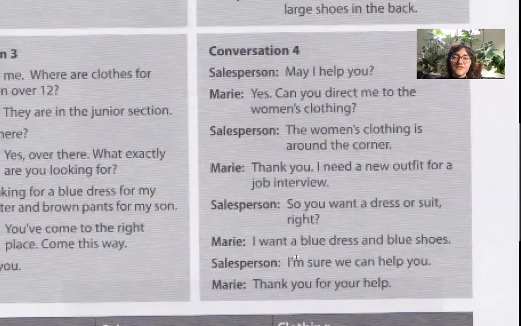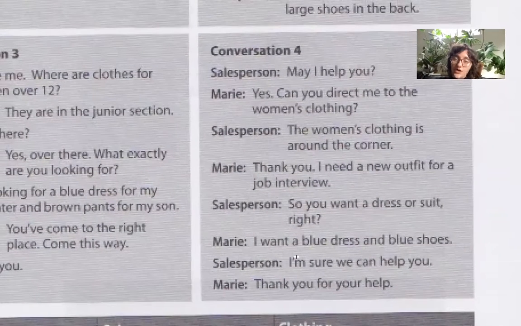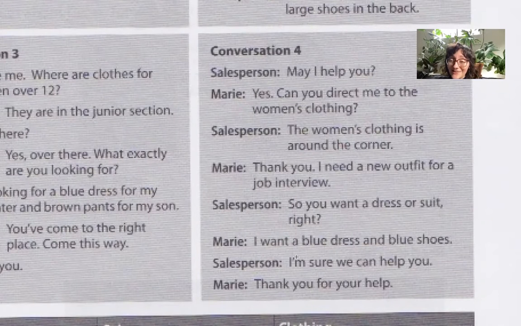And let's read this conversation. May I help you? Marie says, yes. Can you direct me to the women's clothing? Salesperson says, the women's clothing is around the corner. So remember that direction, around the corner. Marie says, thank you. I need a new outfit for a job interview. And the salesperson says, so you want a dress or a suit? And then Marie says, I want a blue dress and blue shoes. So that's what she's looking for, a blue dress and blue shoes.